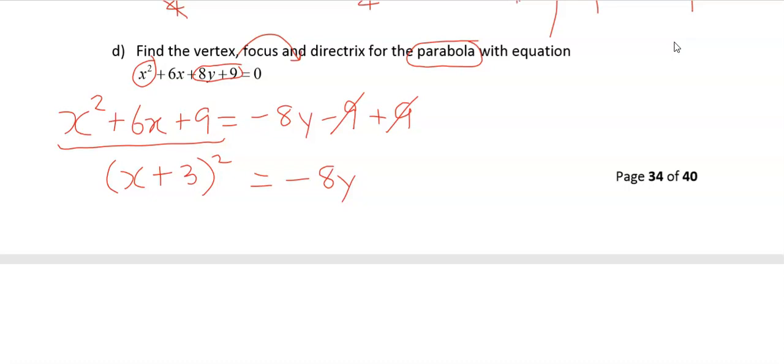Now you can certainly find things like the vertex. Okay, the vertex here. I mean, this is simple stuff now. After the x, I have a plus 3, so it starts with a minus 3.